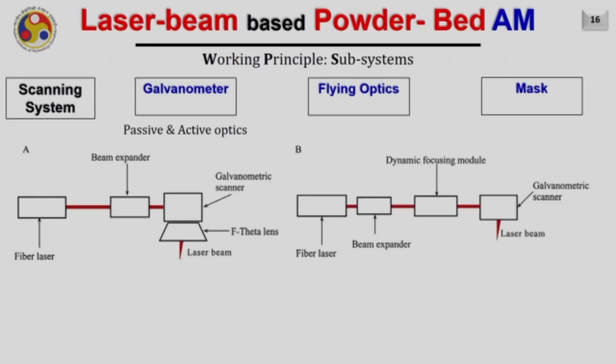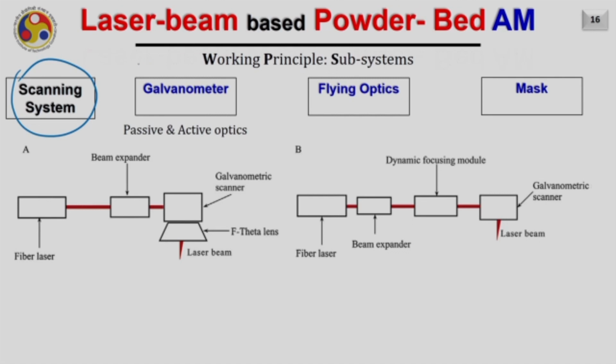So now let us discuss the next subsystem, which is the scanning system. There are three possible scanning systems available in laser beam based powder bed additive manufacturing machines. First is the galvanometer, the second is the flying optics, and the third is the mask based system. Of course, the last option, the mask based option, is not really very popular, but the first two are quite popular. Among that, even the first one, the galvanometric system for scanning or moving the laser beam on the powder bed, is quite popular.